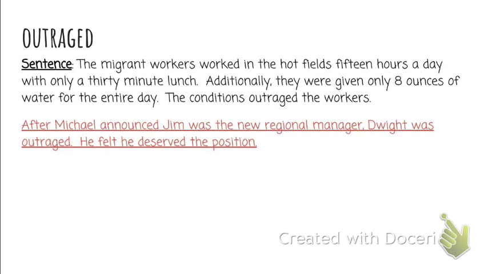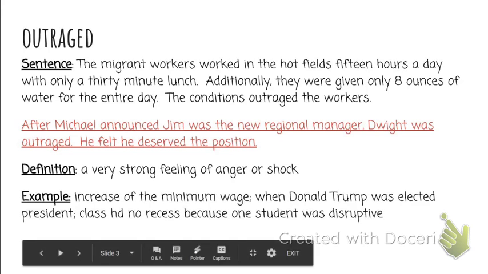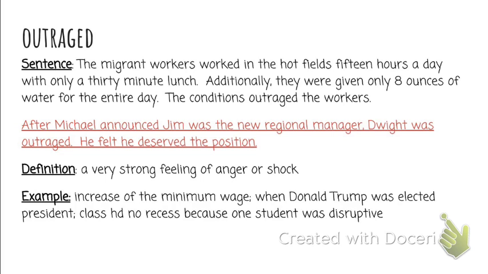Yeah. So when you're outraged, it's a very strong feeling of anger or shock, right? So it's not just anger. It could be shock. So some examples are, like right now, small businesses are outraged because Governor Phil Murphy wants to raise the minimum wage, right? So they're outraged. They're angry. They're not shocked. When Donald Trump was elected president, people were outraged. Some were angered and some were shocked. The class had no recess because one student was disruptive, so they were outraged.